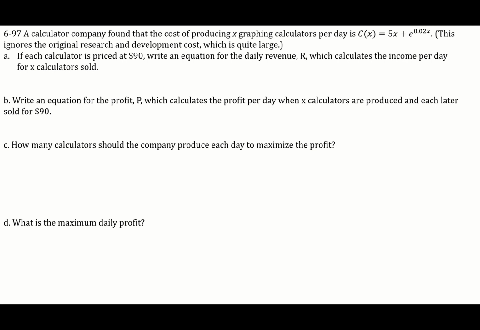So don't overcomplicate it. The revenue is just the amount of money you make per day, discounting the cost of making it. So that's just 90 times X, because if it's $90 per calculator and you sell X calculators, the total amount will be 90X.